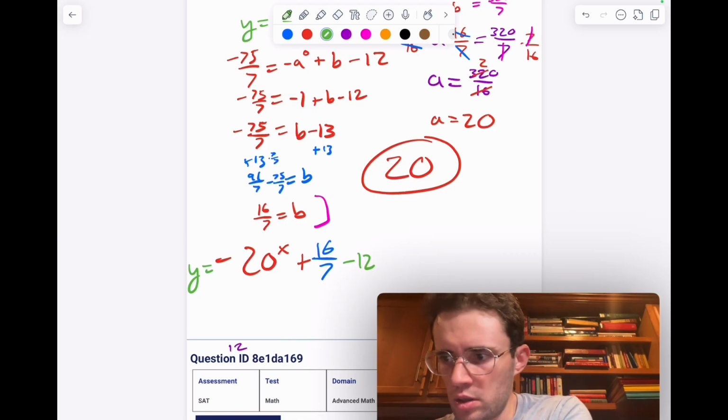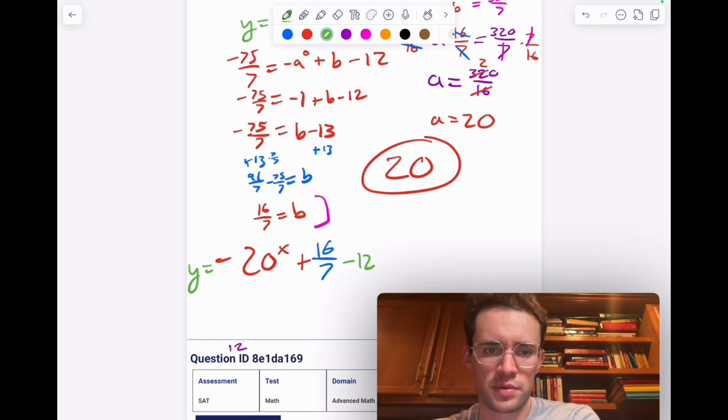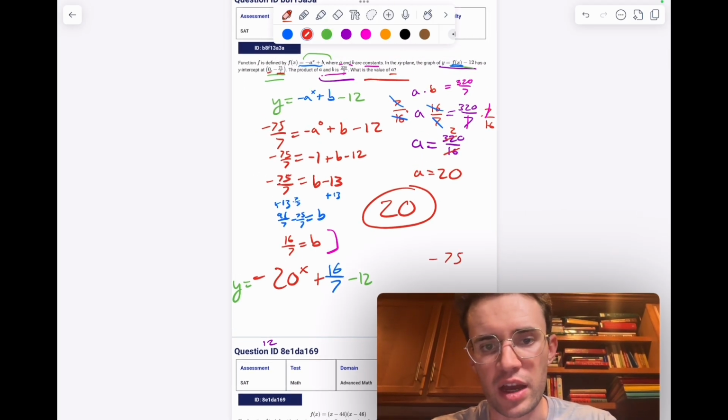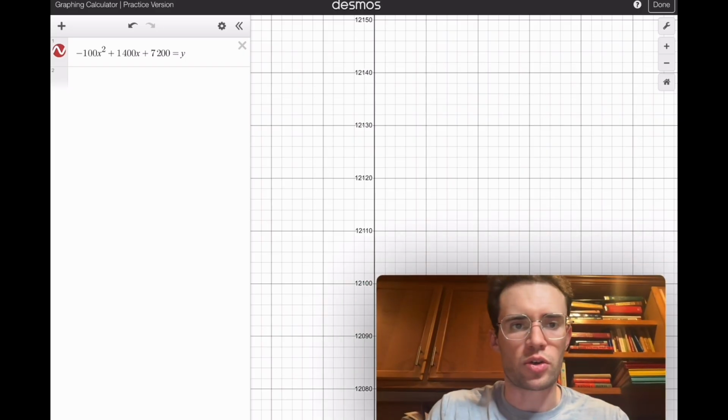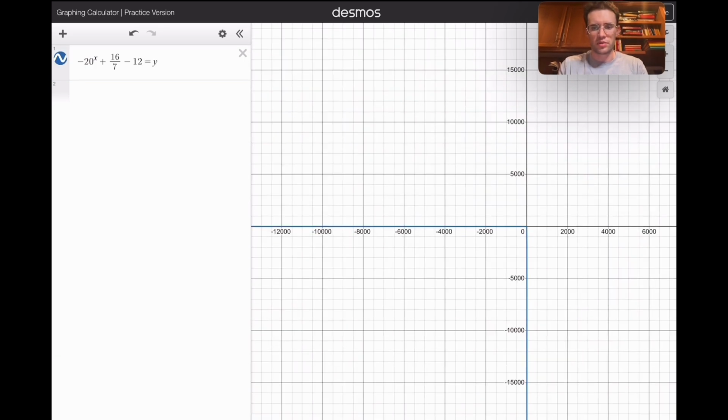We could do negative 20x plus 16 over 7 minus 12. And it should give us a value, what is it? Negative 75 over 7. This is just a quick way to check your answer. Negative 20x, or 20 to the x, should be 20 to the x power, plus 16 over 7 minus 12 equals y. And we're way up here from this previous one.